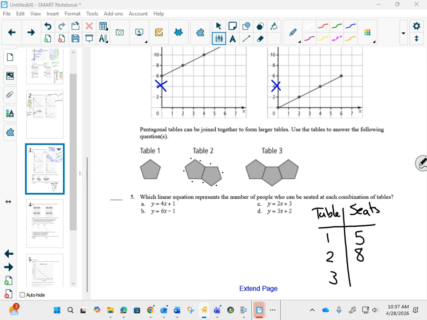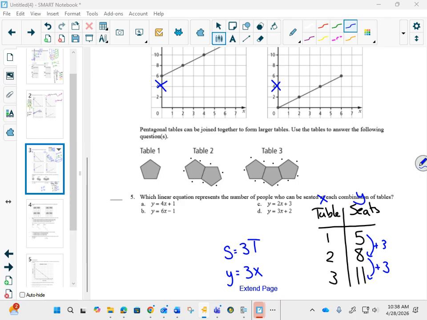And 3 tables. How many people? 11. 1, 2, 3, 4, 5, 6, 7, 8, 9, 10, 11. Do you notice a pattern here? Up by 3s. If we notice that pattern, what does that tell us about the number of seats? It is going to equal 3 times the tables, but we usually make this x and this y, so this will be y is equal to 3x.